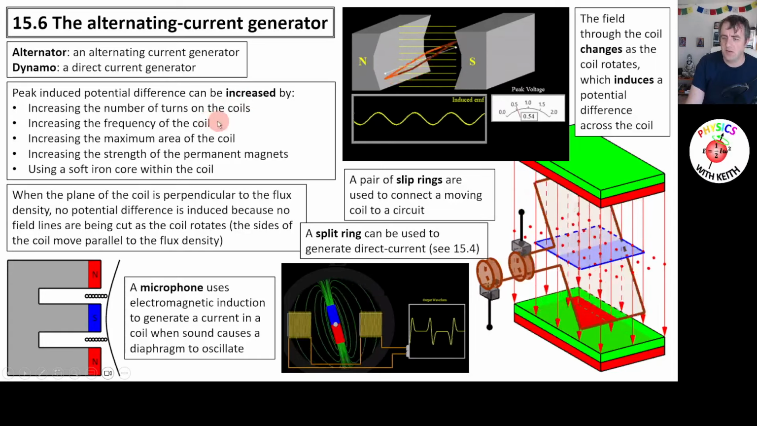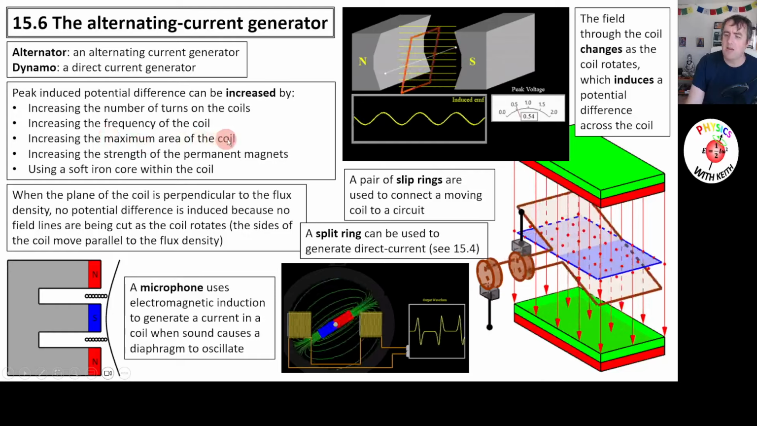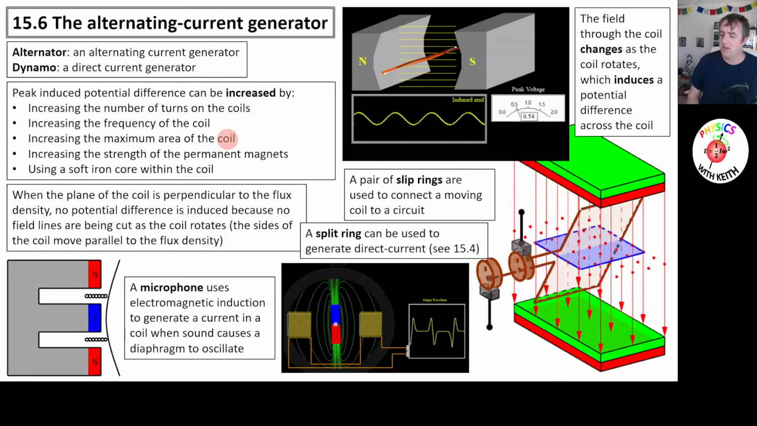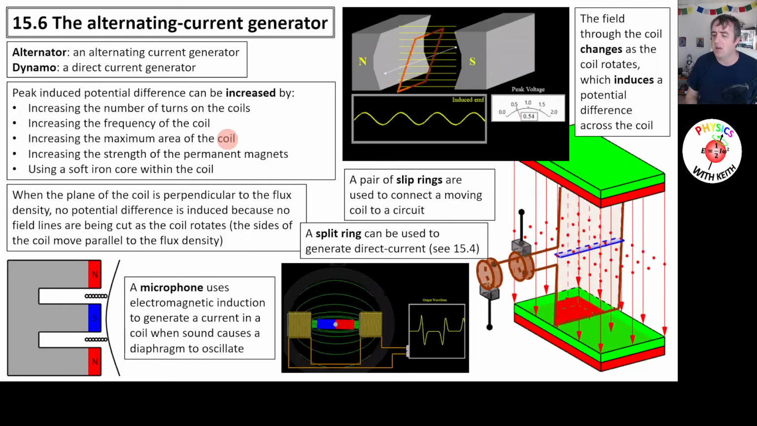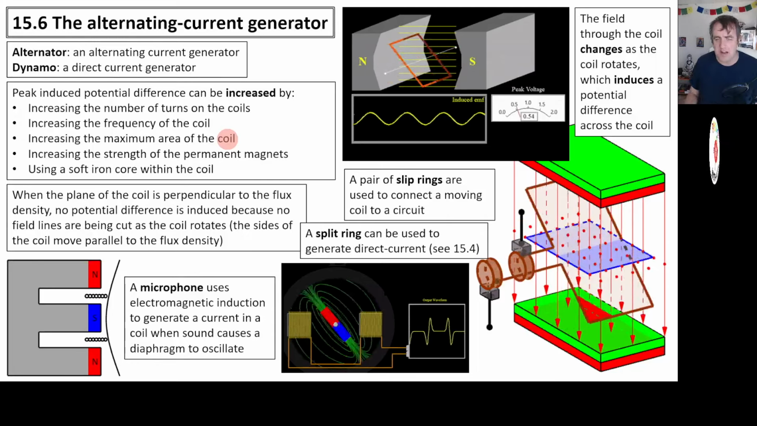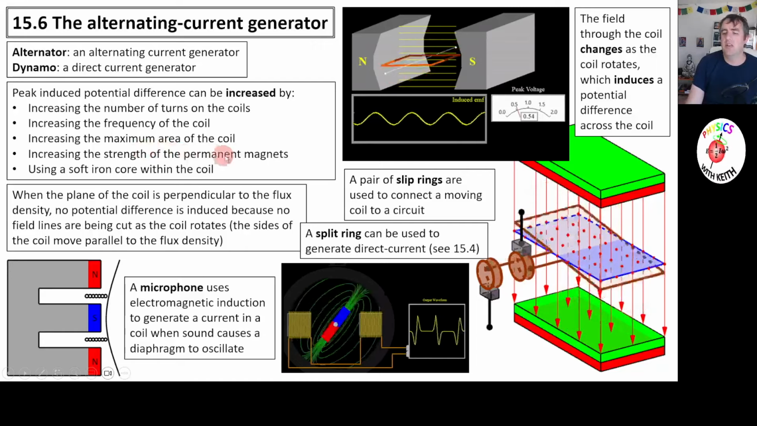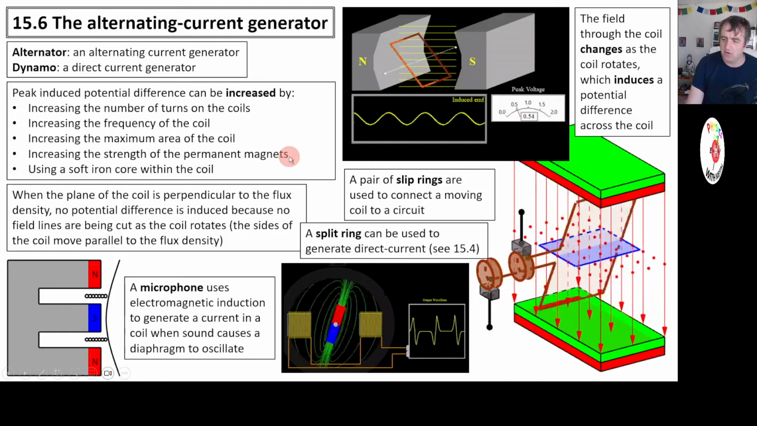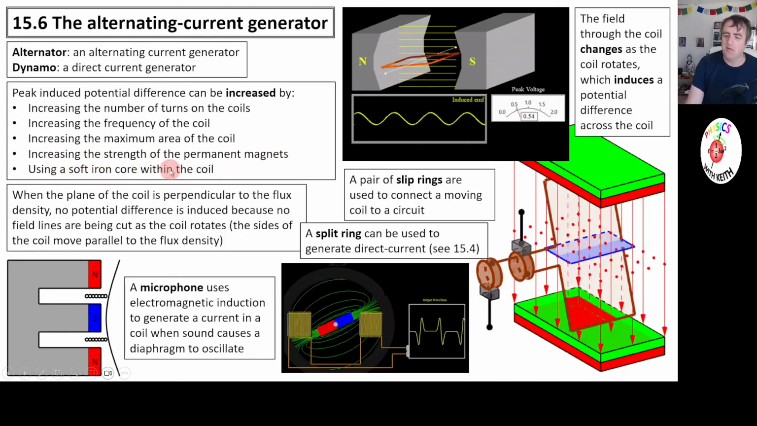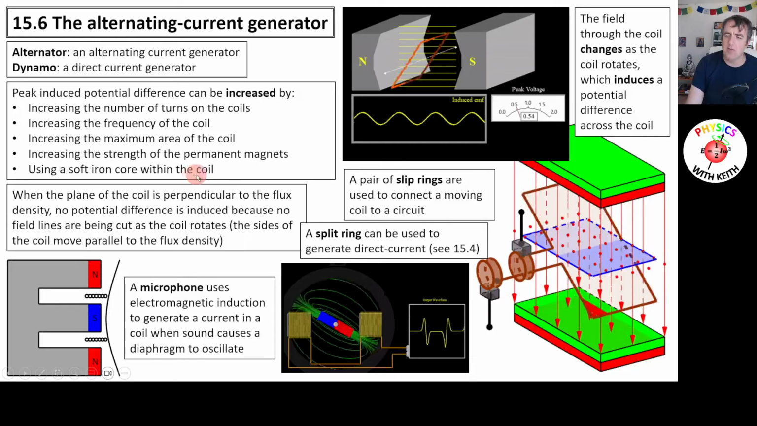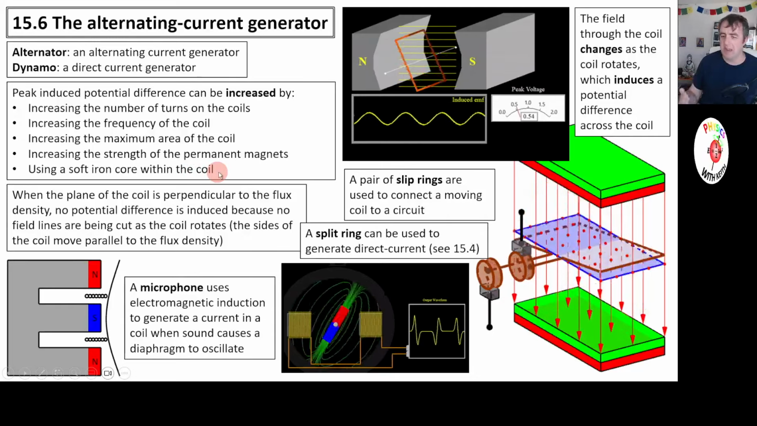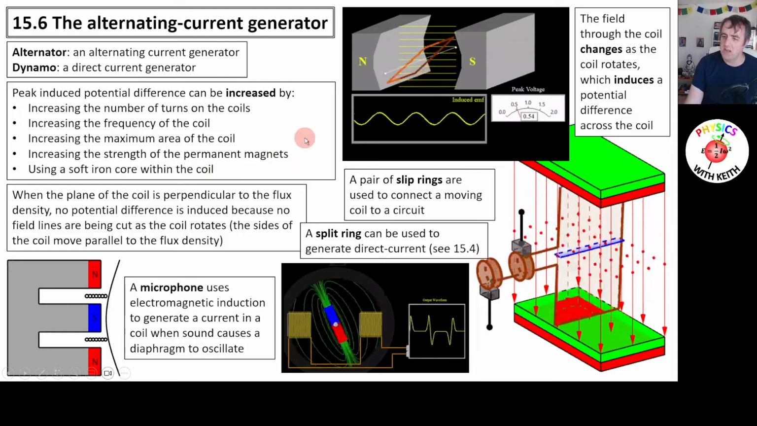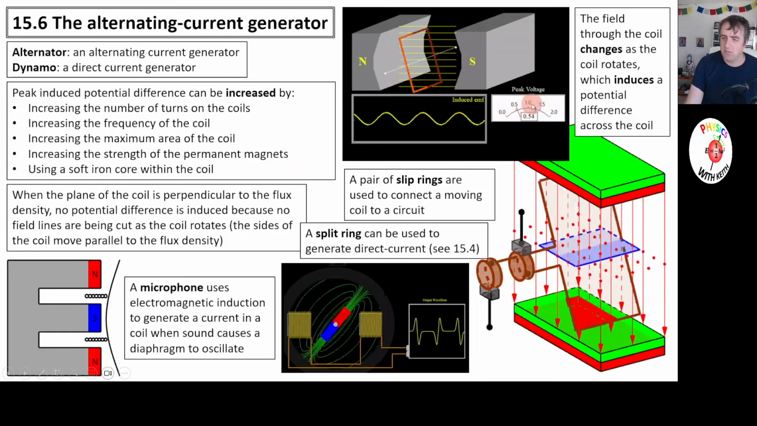So increase the frequency of the coil. Increase the maximum area. If it's a bigger area, then it's going to be cutting through more of those field lines, and so our change in flux over a time period is going to be greater. Increase the strength of the magnets. That makes the field stronger, so bigger variation of field if you've got stronger magnets. And then just as before, soft iron. Soft iron reinforces those magnetic fields, making the magnet stronger. So that's what you can do to increase the peak induced potential difference.